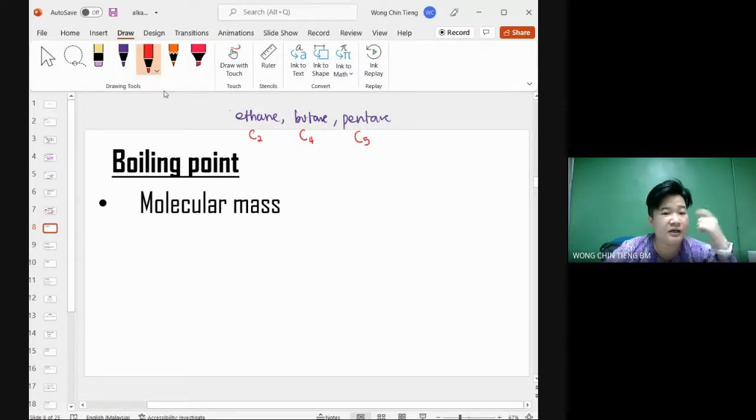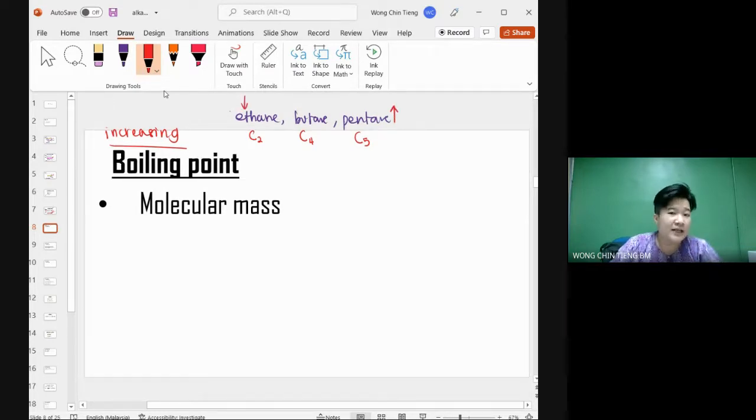Kenapa saya tak check hydrogen? Because hydrogen is only 1 gram per mole, but carbon is 12 gram per mole. So, bila carbon berbeza, straight away, molecular mass dia berbeza. Okay? So, let's say I want to have increasing boiling point. Ada dua cara nak arrange. Tengok betul-betul mana cara yang kamu nak guna. Obviously, the one that will have the highest boiling point is your pentane. Your ethane will have the lowest. So, kalau soalan nak increasing, kita nak daripada rendah kepada tinggi. Betul?